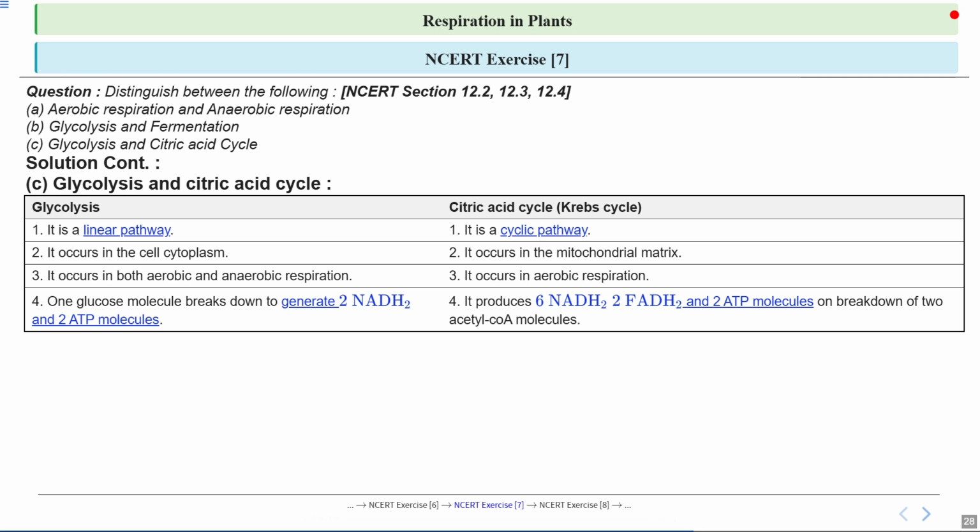Now, glycolysis is a process which is common to both aerobic and anaerobic respiration. That is, for both aerobic and anaerobic respiration, the first step is glycolysis, that is formation of pyruvic acid. In case of citric acid cycle, it occurs only in aerobic respiration. That is, this process occurs in the presence of oxygen.